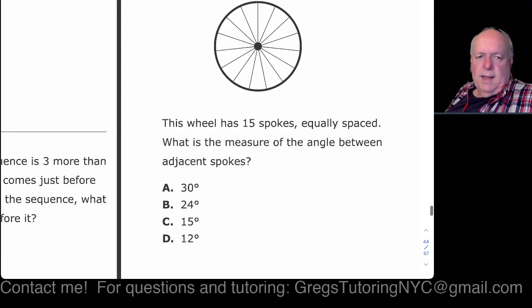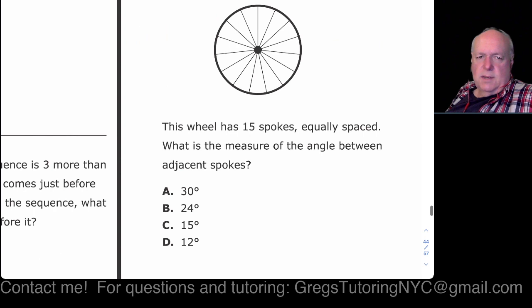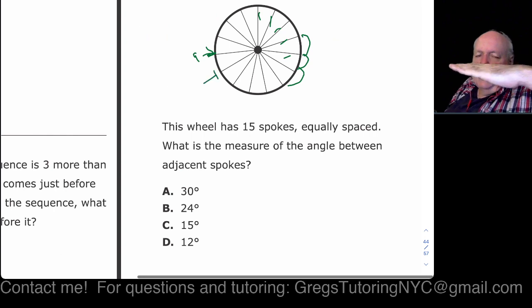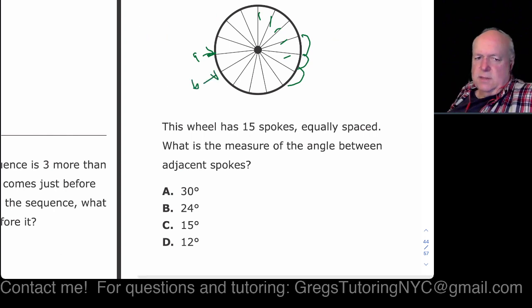So we have a wheel has 15 spokes. So each little line here is a spoke, equally spaced. So that means there's 15 equally spaced things here as well, and you can count them. What is the measure of the angle between adjacent spokes? So if this is a spoke here, and we call this spoke A, and this is spoke B, spoke A and B are adjacent. They're right next to each other. That's what that means.